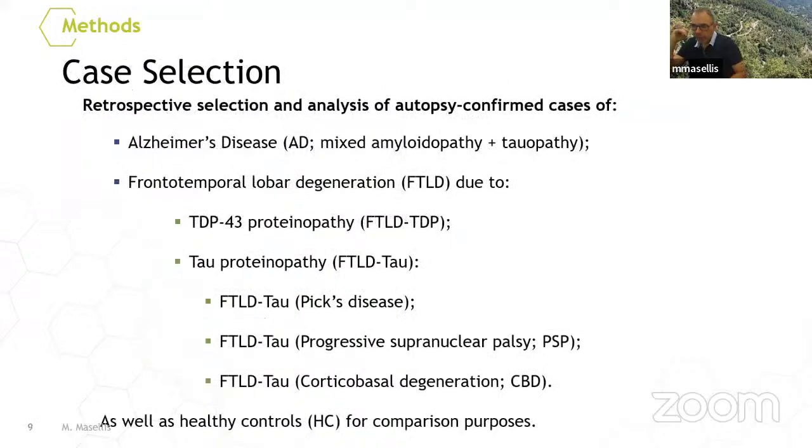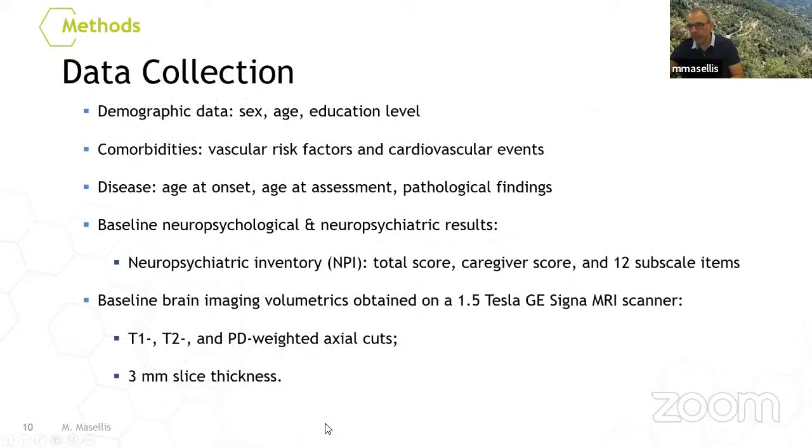We retrospectively identified autopsy-confirmed cases of Alzheimer's disease, as well as frontotemporal lobar degeneration due to TDP-43 proteinopathy, or due to tauopathy, including Pick's disease, PSP, and corticobasal degeneration. We also had a healthy control group for comparison purposes. So in terms of data collection, sex, age, and education were obtained from this study.